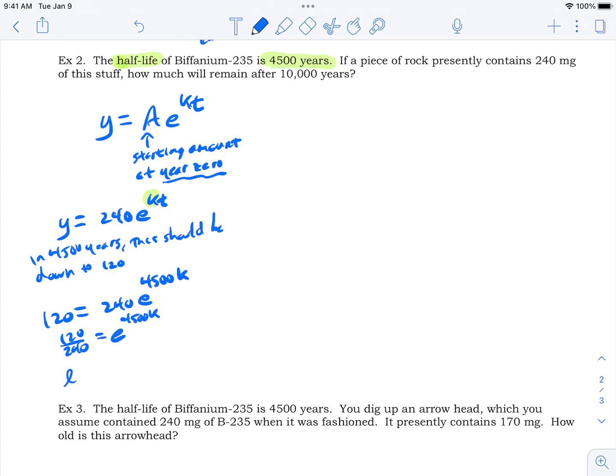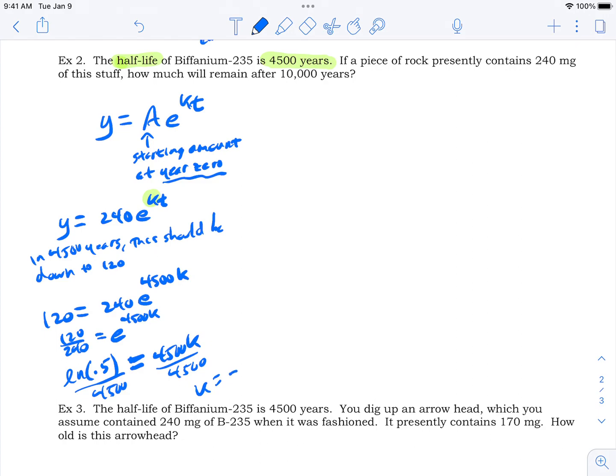Then take the log of both sides. And by the way, 120 over 240 is just a half. And on the right side, the log cancels the e, so you get a 4,500k. So then you divide both sides by 4,500. And we end up with k equals, what have I got here? Take the natural log of 0.5. Boom. Divide it by the 4,500. Boom. K is, and it's coming out negative.